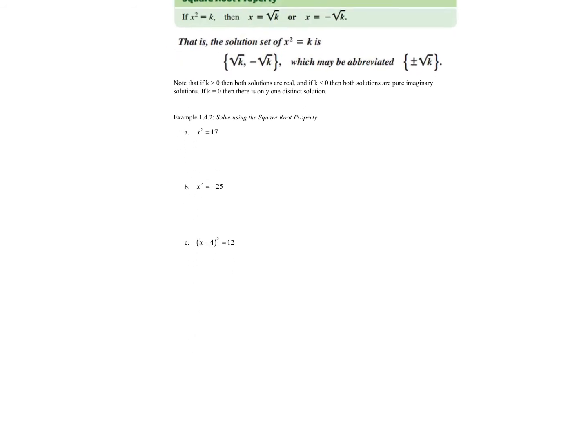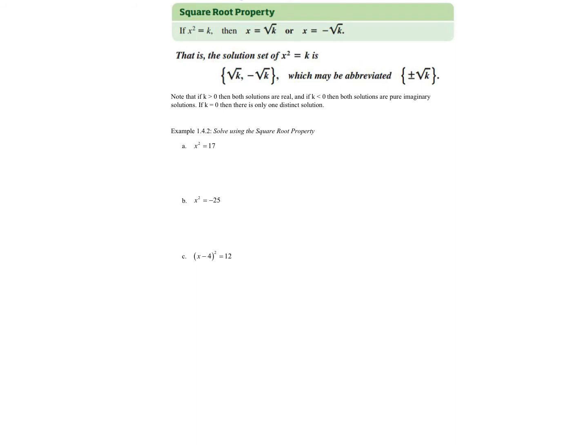Okay, and this is kind of where that plus minus often kicks in that we're used to seeing when we take square roots, that hey, it's going to be plus or minus a number, not just the plain number, right? So essentially, some of these are pretty simple, like x squared equals 17. We're just going to take the square root of both sides.